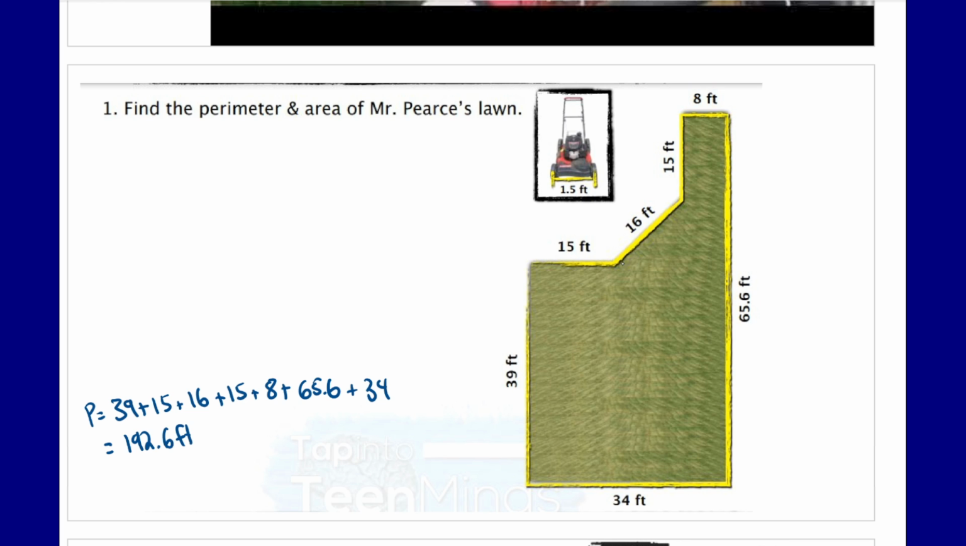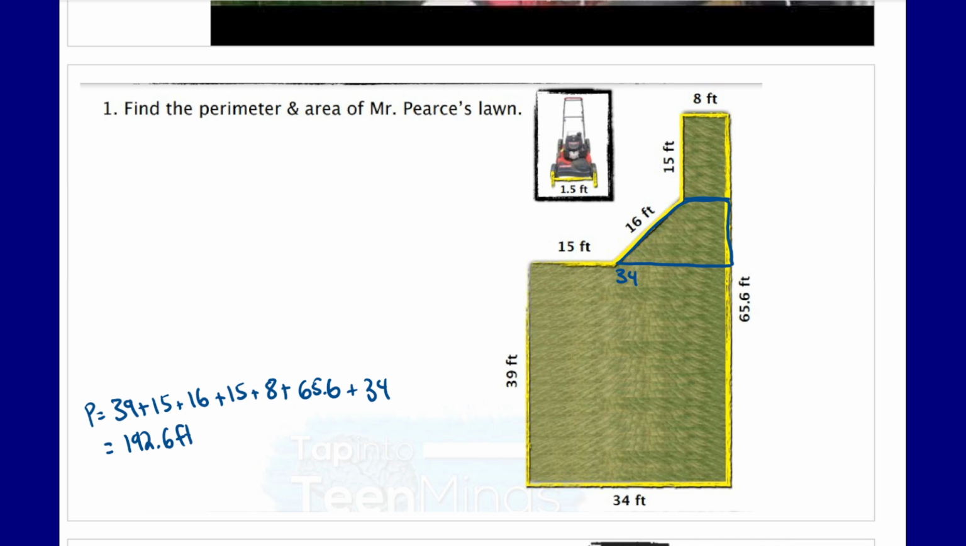Well, we would probably draw a line across here and then we would have a long rectangle. We know what the dimensions are, 39 by 34. We could draw another line here, creating another rectangle, which would be 15 by 8. We do have a trapezoid-shaped figure here in between the two rectangles.